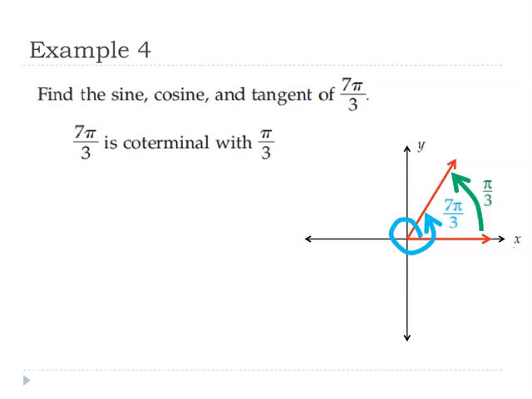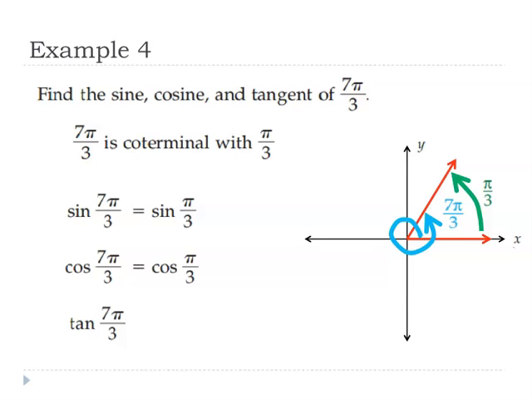We don't have to worry at all about positive and negative values. First, because we're in quadrant 1. Second, because we know what the values of sine, cosine, and tangent of pi over 3 are. And we were told that coterminal angles will have the same trig values. Okay, so sine of 7 pi over 3 is the same as sine of pi over 3. Cosine 7 pi over 3 is the same as cosine of pi over 3. And tangent of 7 pi over 3 is the same as tangent of pi over 3. And these are all values that you have memorized really well now. So this is equal to root 3 over 2. This is equal to 1/2. And this is equal to root 3.